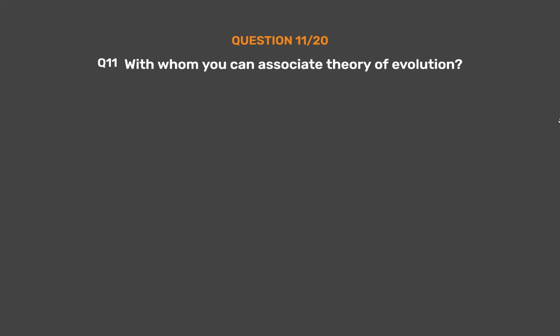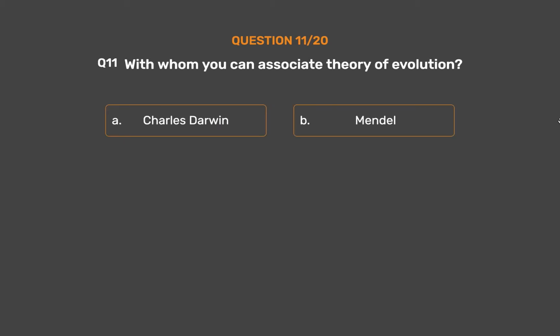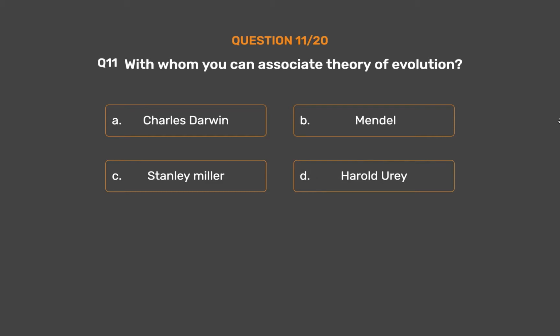Question number 11. With whom you can associate theory of evolution? Option A. Charles Darwin. Option B. Mendel. Option C. Stanley Miller. Option D. Harold Urey.